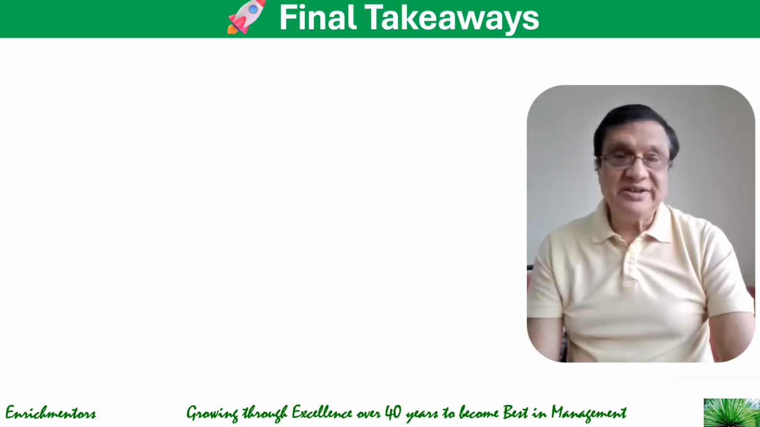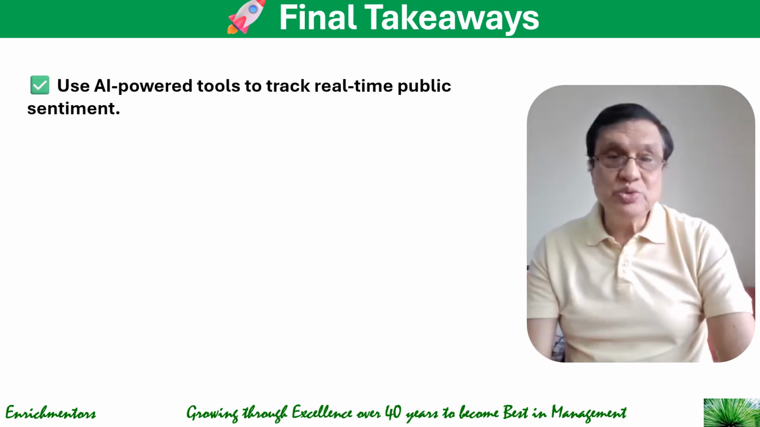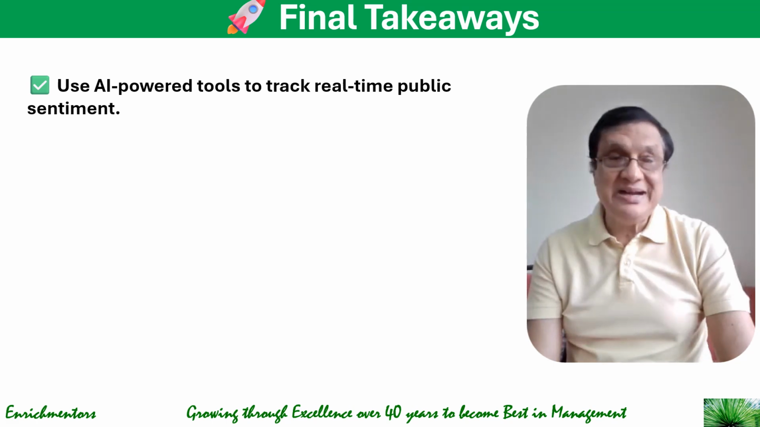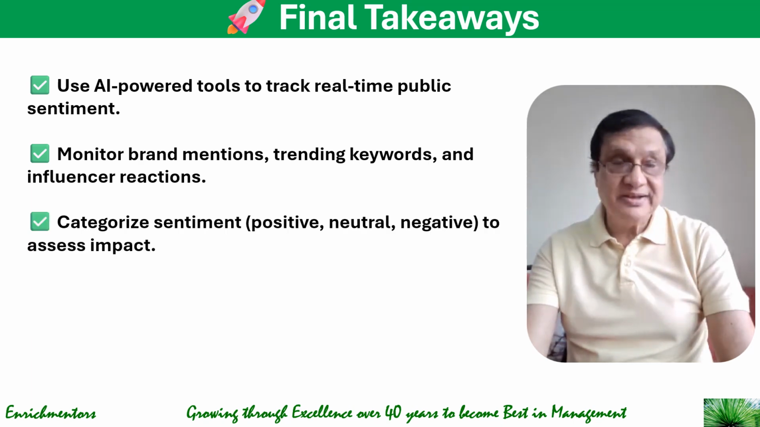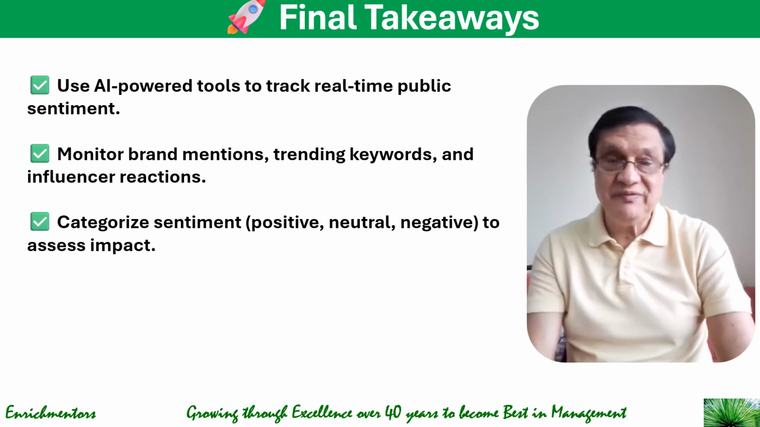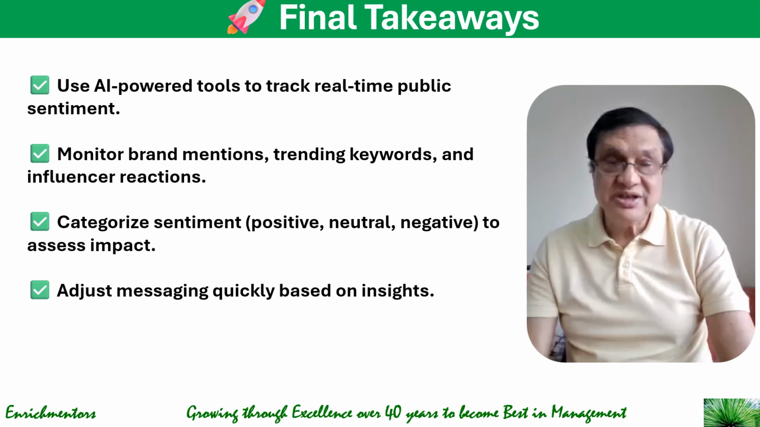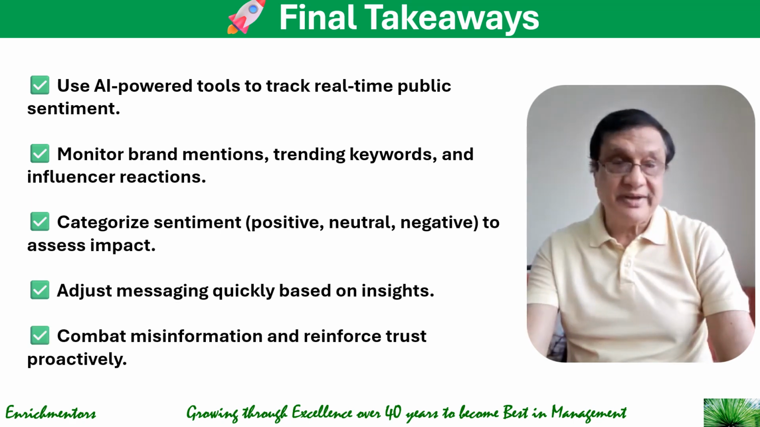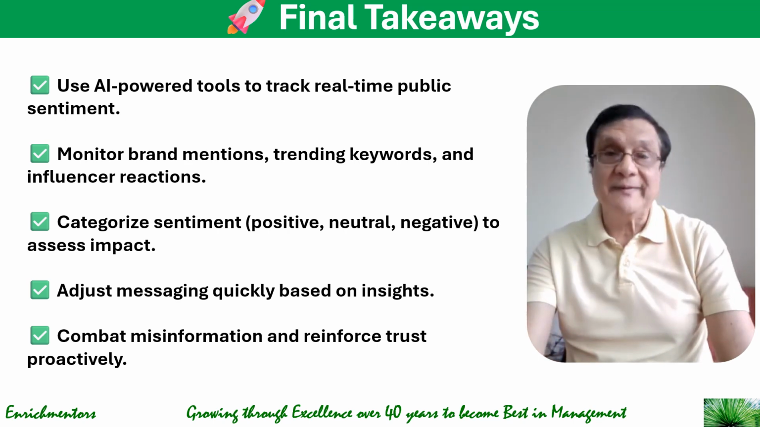So, what are the final takeaways on responding well in time to public sentiments? First, you can use AI powered tools to track real time public sentiment. There are many tools that we showed you in this lecture. Then you can monitor brand mentions, trending keywords, and influencer reactions through these AI-powered tools. The third would be to categorize these into positive, neutral, or negative to assess impact and take action. And then you adjust messages quickly based on the insights. And finally, you combat misinformation and reinforce trust proactively.